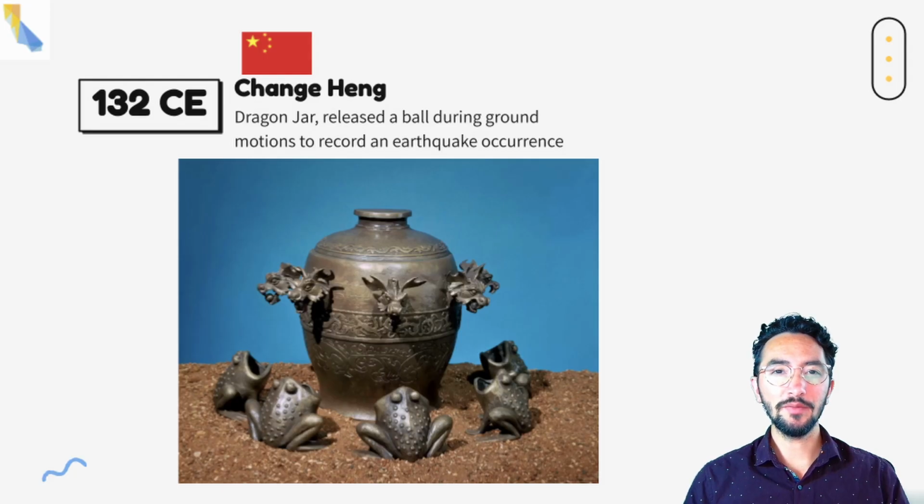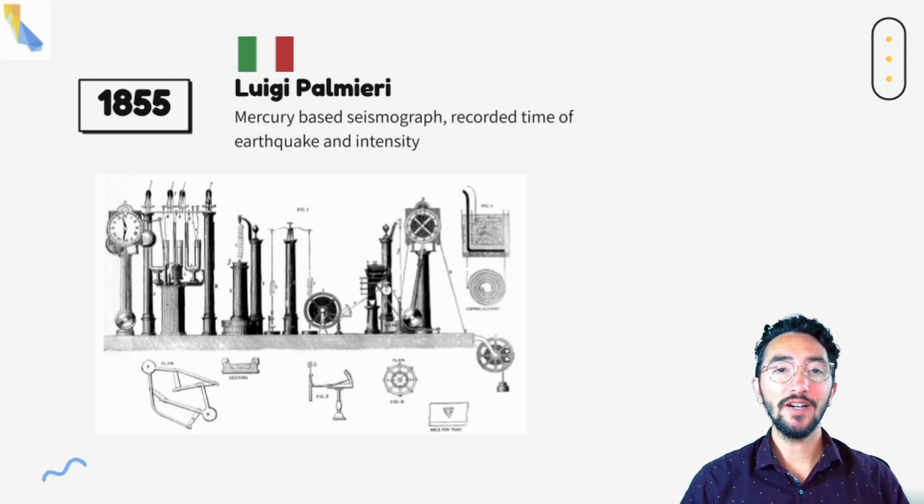Now, if we go back to when people were trying to do more analytical ways of looking at earthquakes, we might be able to start at 132 CE when we have this dragon jar, which would release a ball during a ground motion. This was not so much an analytical record, but it really sets the stage for people thinking about and trying to do something to record earthquakes. Fast forward to 1855, and we get a mercury-based seismograph.